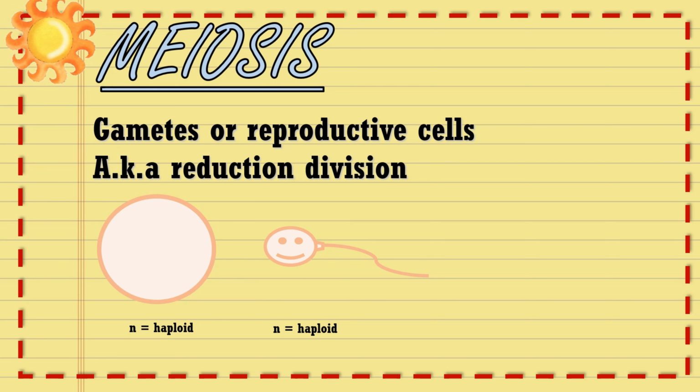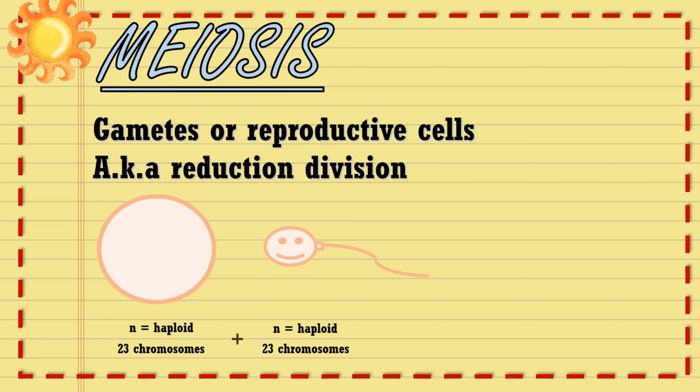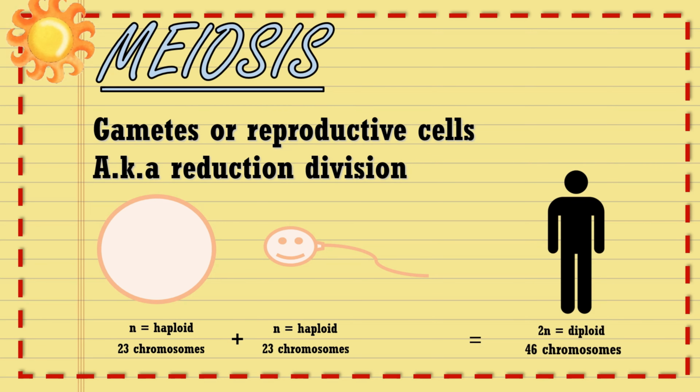Haploid cells contain 23 chromosomes. When the sperm and egg unite, a diploid organism will be produced. Now, remember that humans should only have 46 chromosomes, otherwise disorders like Down syndrome or trisomy 21 might occur. Maintaining the exact chromosome number is one tough job meiosis needs to accomplish.